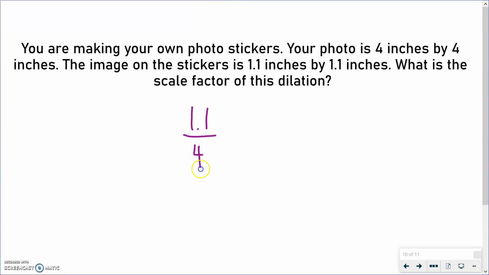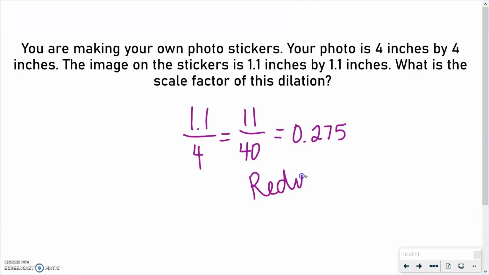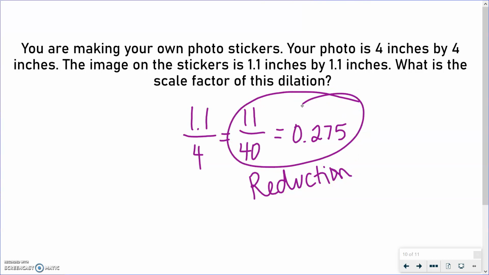So this is going to be our scale factor, and I'm going to turn it into a fraction. So the scale factor is 11 over 40. If you want to tell me the scale factor as a decimal, if you're given a decimal, that's okay too. So you could say it is 0.275, and it is a reduction because this scale factor is less than 1.